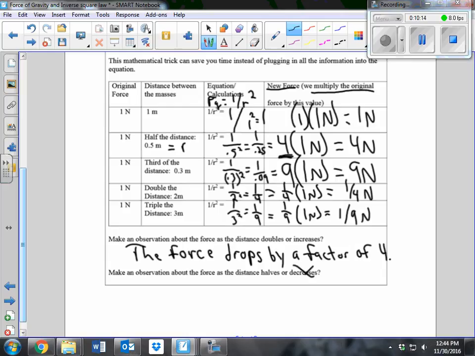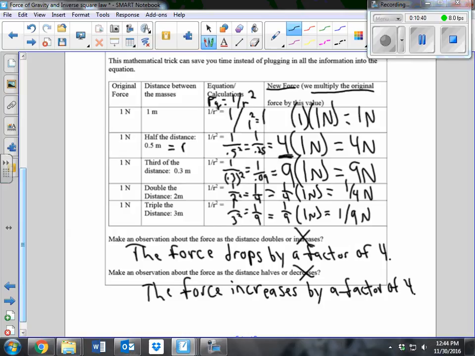Make an observation about the force as the distance halves or decreases. And let's just say halves. We don't need to decrease or increase. Let's be specific. So if I half, it increases by a factor of 4. So the force increases by a factor of 4.